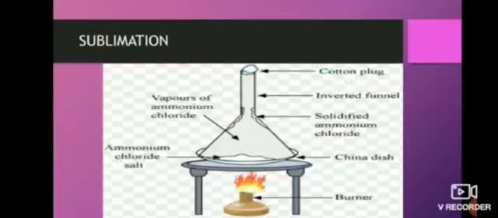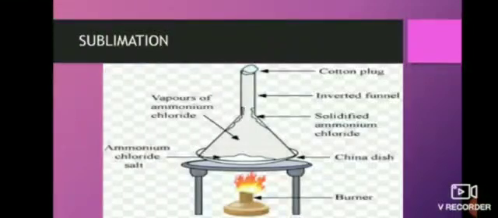And what do you need to do this activity? A mixture of camphor and powdered salt, a china dish, a funnel, cotton, a stand and a burner. So these are the things you need to do this activity. So let us see how to do this activity.